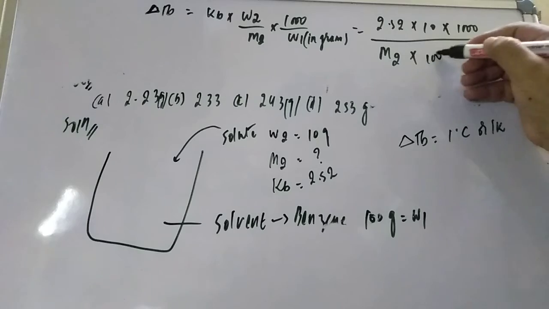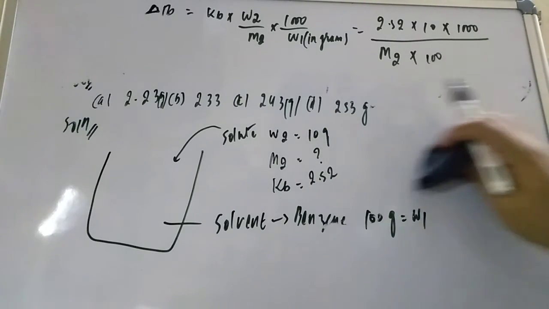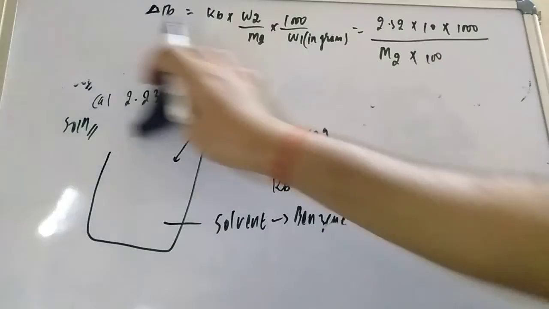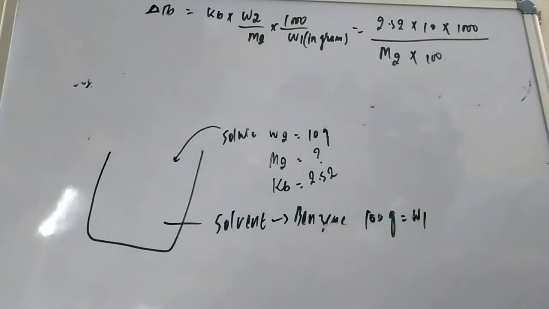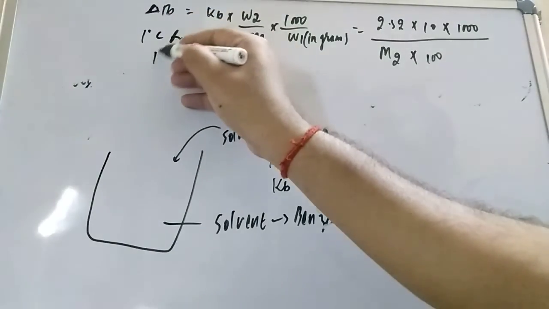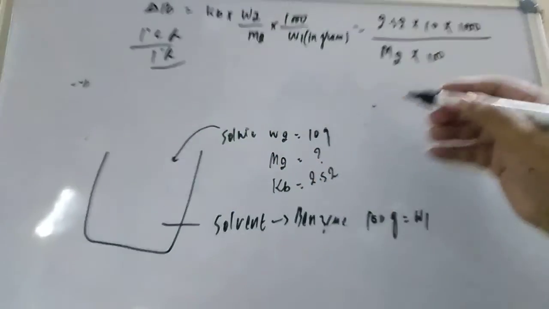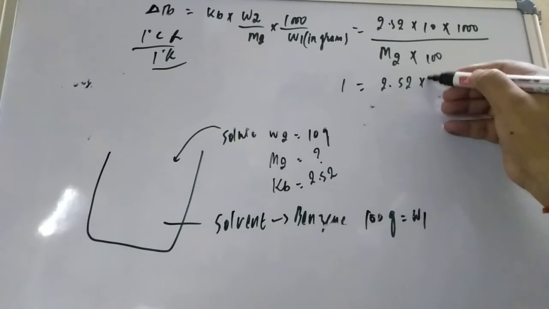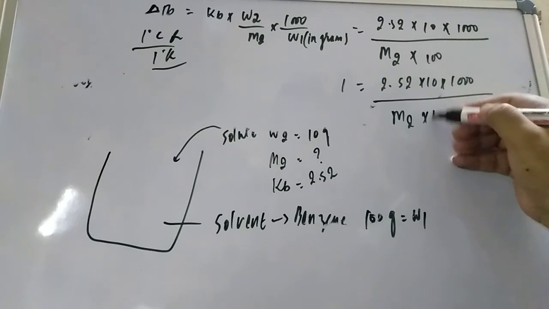So here is 100. Now student, here a little bit I am erasing. So KB they have also given, student. Delta TB, how much they have given? 1 degree Celsius, or 1 Kelvin, both are the same, student, because this is the difference. So what we can do, student, is 1 equals 2.52 into 10 into 1000 divided by M2 into 100.